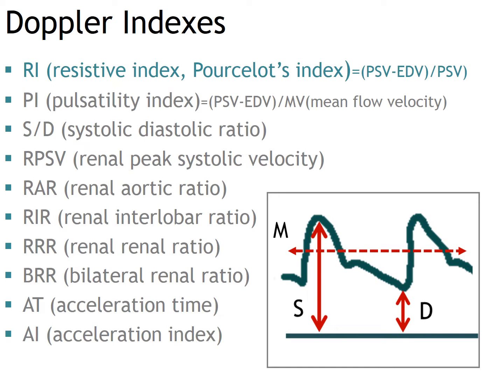There are many Doppler indexes that can be used in analyzing renal Doppler spectra, as you see in this list. But the most commonly used index in renal Doppler ultrasound is the resistive index, which is peak systolic velocity minus end-diastolic velocity divided by peak systolic velocity. That index well reflects the resistance of renal parenchyma against renal arterial inflow. Among other indexes, renal aortic ratio, acceleration time, and acceleration index are used in diagnosis of renal artery stenosis.